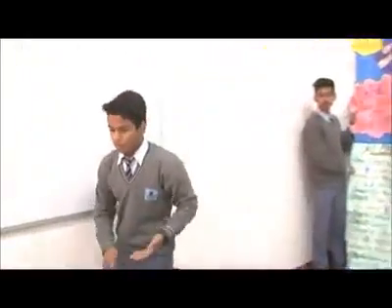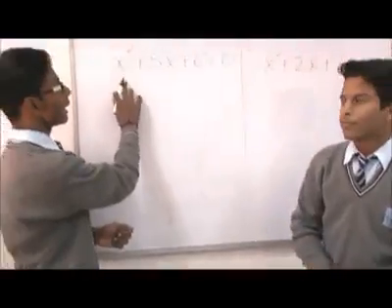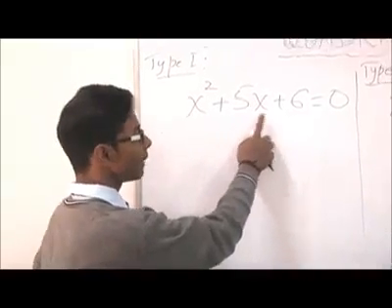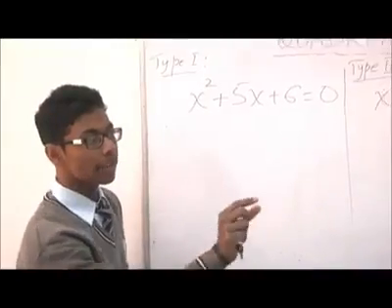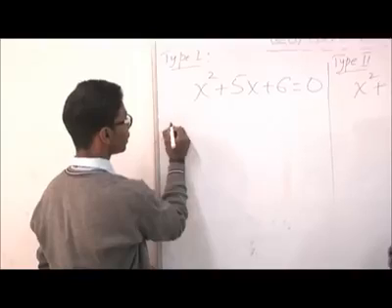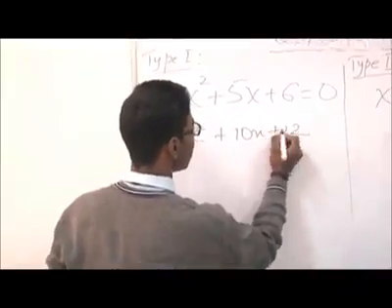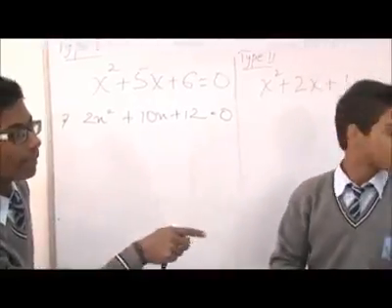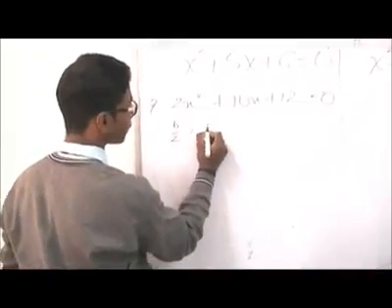Let's take an example, and we will show you how to find the roots. The equation is x² + 5x + 6 = 0. Now a is 1, b is 5 and c is 6. Here b is odd, so we multiply the whole equation by 2. The new equation is 2x² + 10x + 12 = 0, and now we have new values. In the second step, we find the value of b by 2, which is 5.